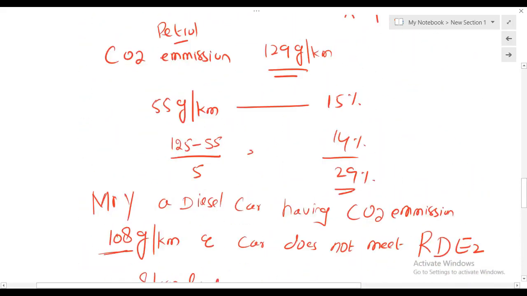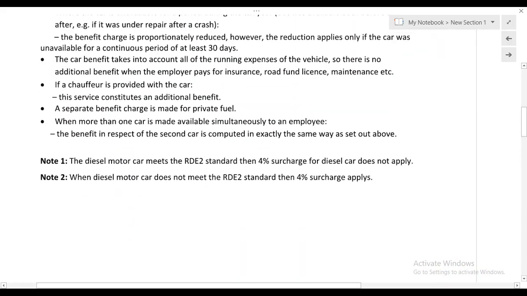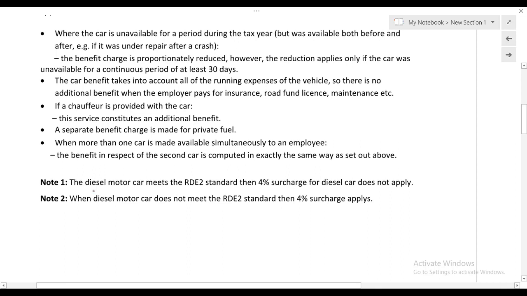So now you should be having a really good idea about the CO2 emission, how it works. If the diesel car meets RDE2 standard, then the 4% surcharge for diesel car does not apply. If the examiner says that the given car is a diesel car, and it meets RDE2 standard, then there is no difference when it comes to calculating CO2 percentage in case of diesel and petrol car. When a diesel car does not meet RDE2 standard, then the 4% surcharge applies.